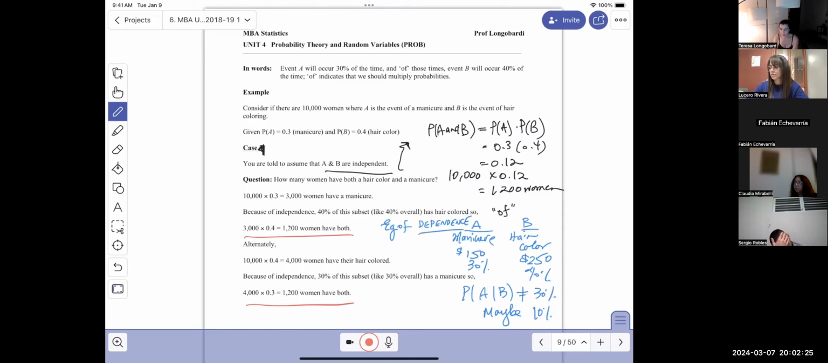What will that look like? Well, there are still overlapping events, but calculating A and B is not that easy. It's not just A times B. You need to know this number. You need to find this number to make the calculation.